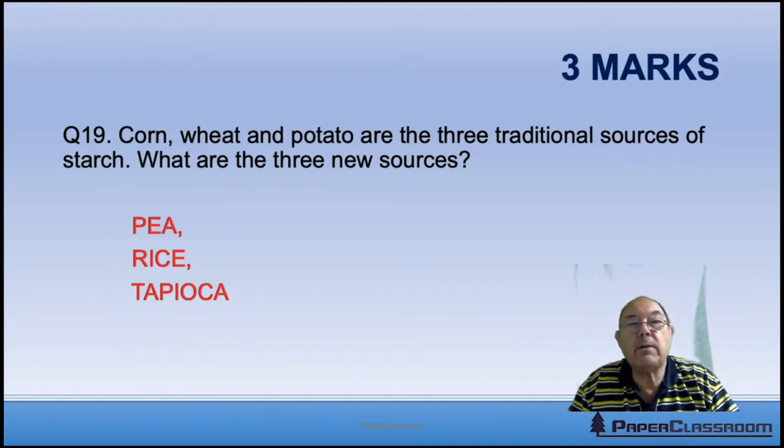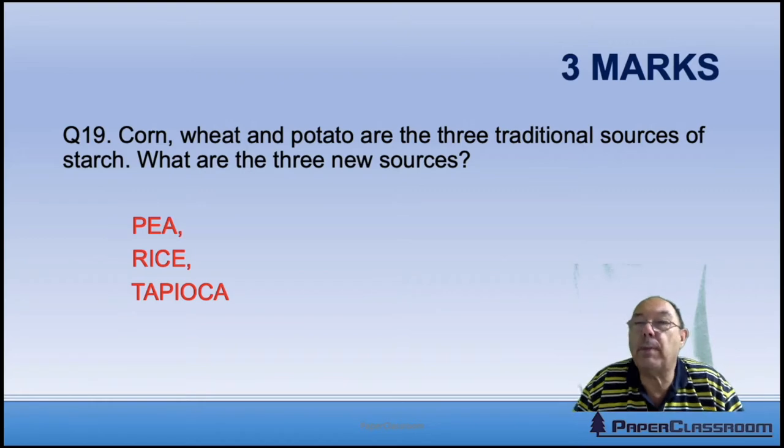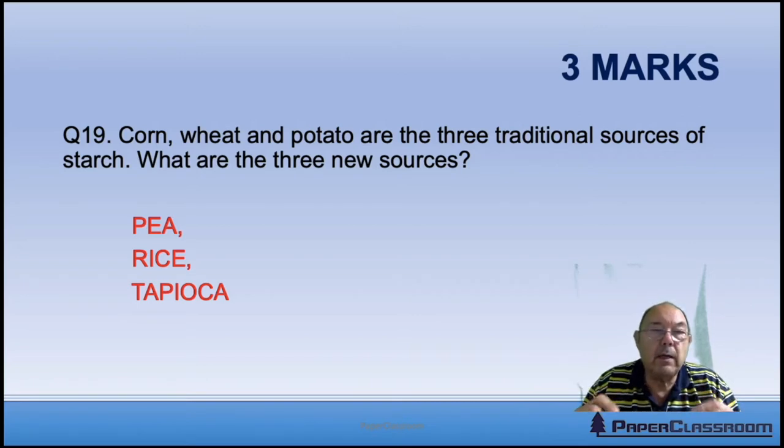Question 19. Corn, wheat, potato are the 3 traditional sources of starch. The 3 modern ones are pea, rice, and tapioca. Pea starch is often used in corrugating adhesives.